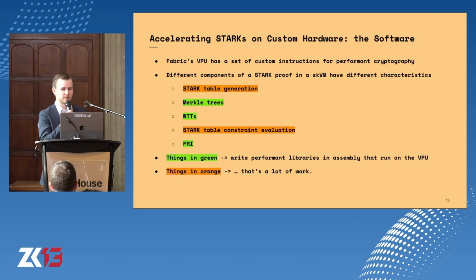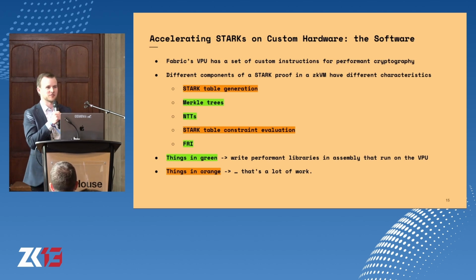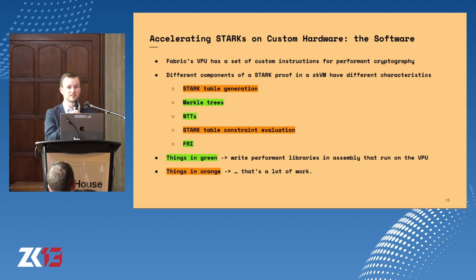Basically, what we've got at Fabric is a VPU, is what we call it, Fabric's VPU, that provides a whole bunch of custom instructions that help us do general, flexible, performant cryptography. And our job in the software space is to bridge that gap between an entire STARK prover or zkVM and these individual instructions. And so there's some work to be done there.